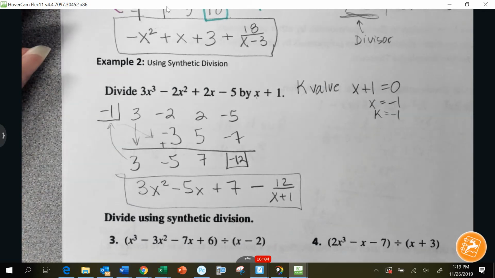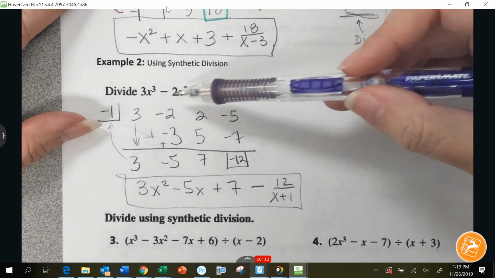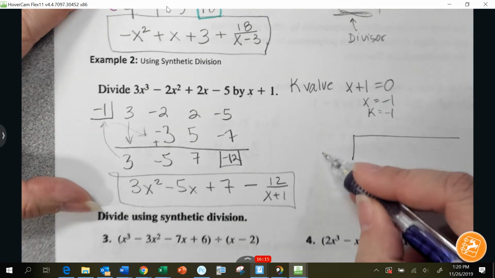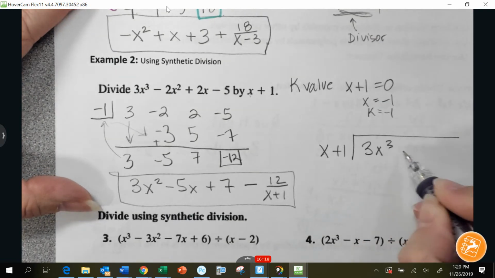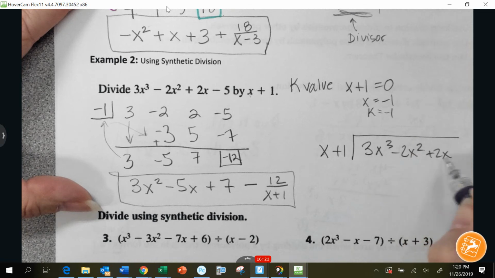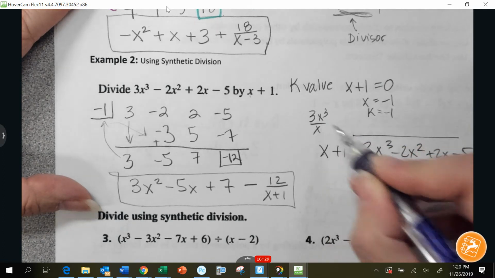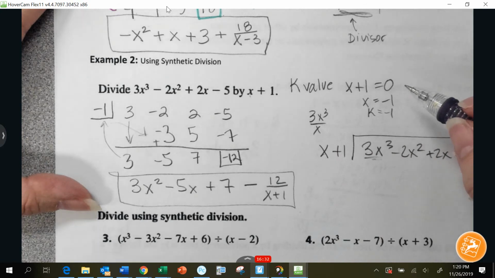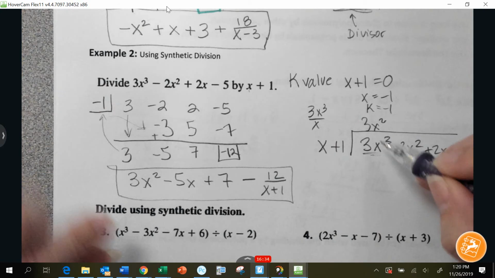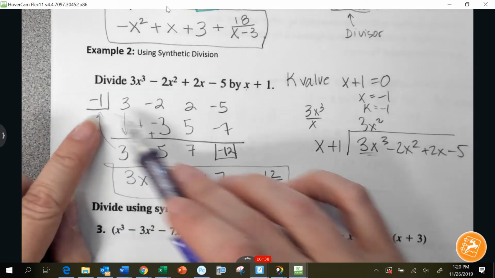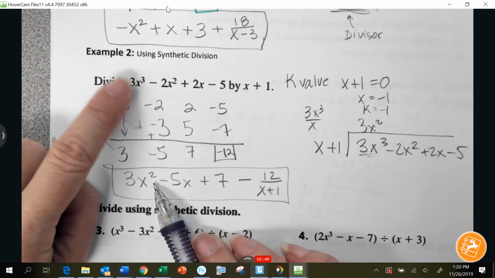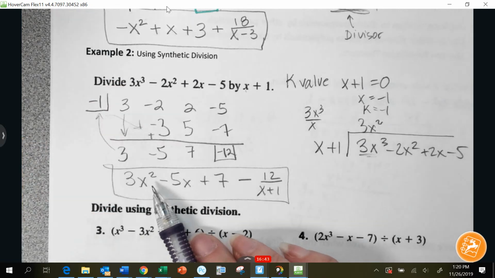Wait, why is it 3x squared at the beginning of the answer? Wouldn't it be 3x? It was 3x cubed. But remember when we were doing long division? The first thing I said was take 3x cubed and divide it by x. What do you get? We get 3x squared. See how those numbers are exactly the same? So this will always go down a power from the original, because we're dividing out an x from all of those.